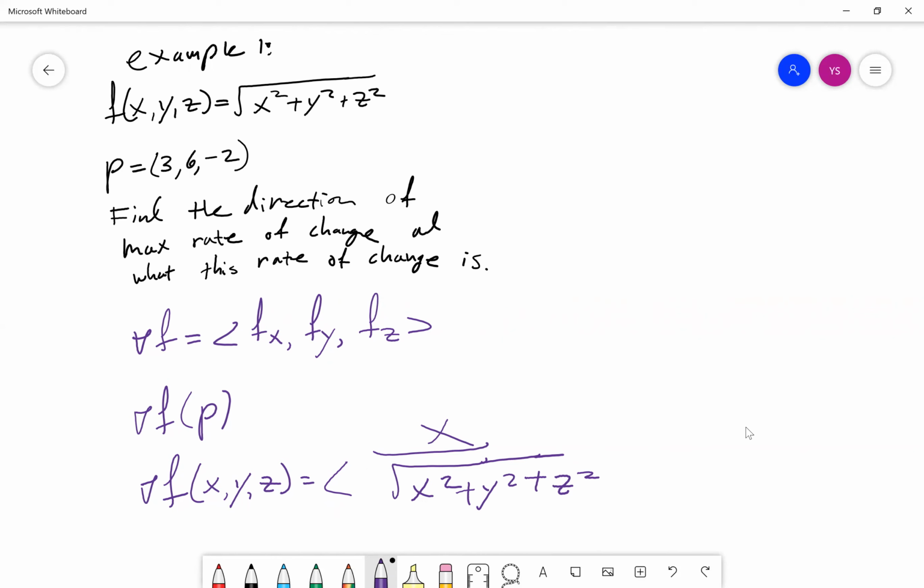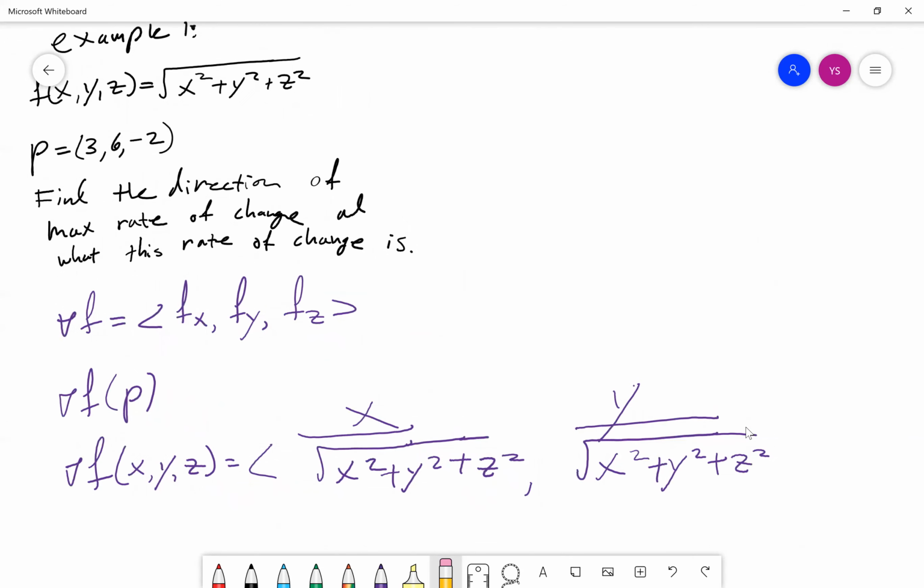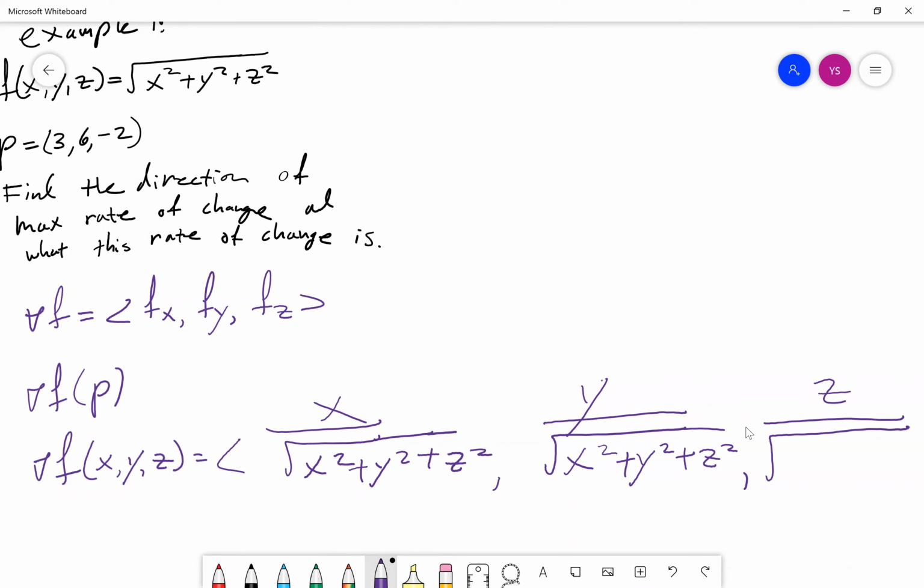And then because this is symmetrical with respect to y and z, you can just say it looks the same with respect to y. So that will be y over the square root of x squared plus y squared plus z squared. And the same thing will happen in the z direction. So it's going to be z over the square root of x squared plus y squared plus z squared. And that's going to be your gradient vector.